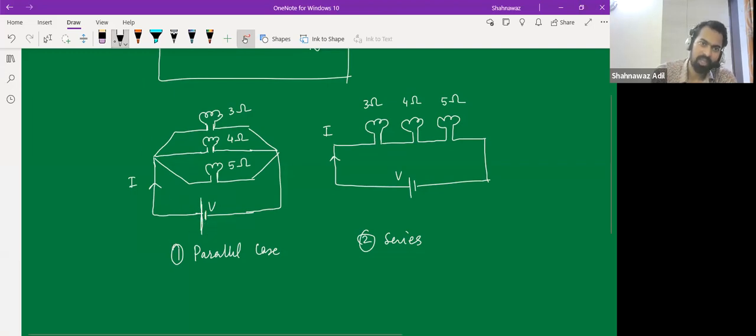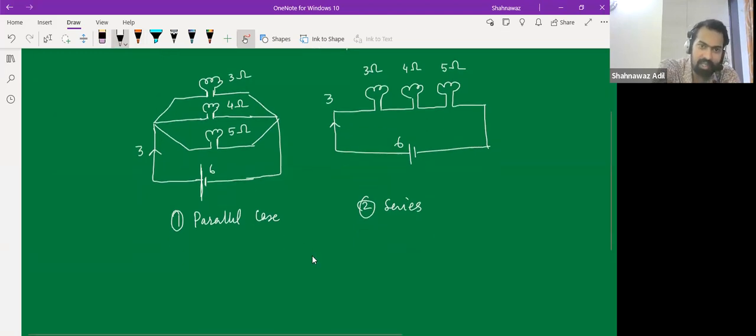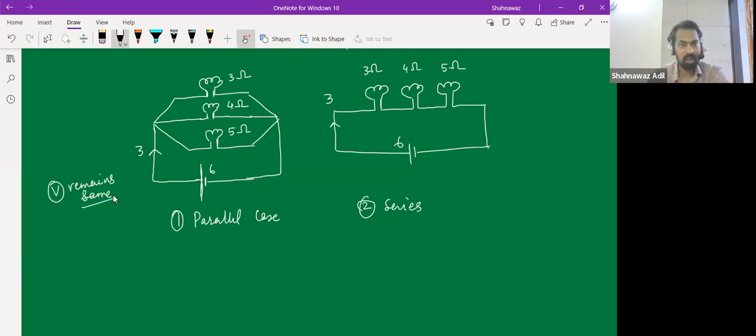Let me write the numbers so that it becomes clear. Let us write this as 6 volt, and this as 3 ampere. Again, this is 6 volt, and this is 3 ampere. You see that in the parallel case, V remains the same, and in series, I remains the same. And remember that we have to calculate the power. So power has how many definitions?